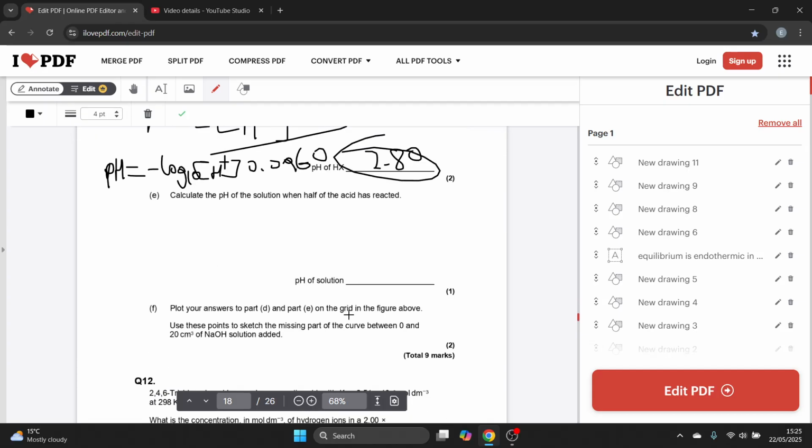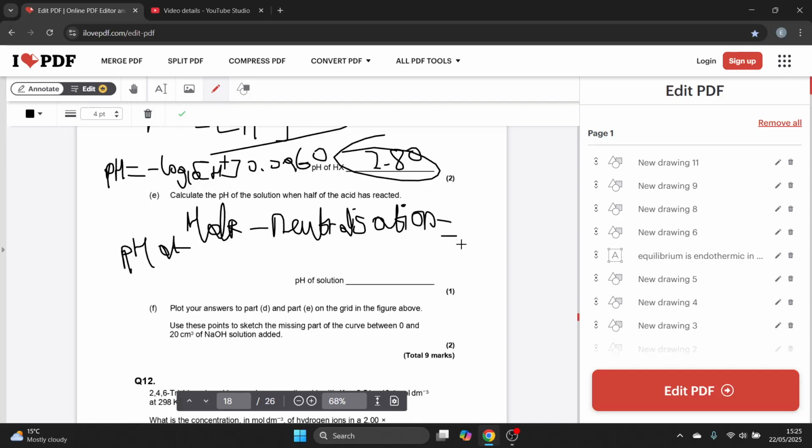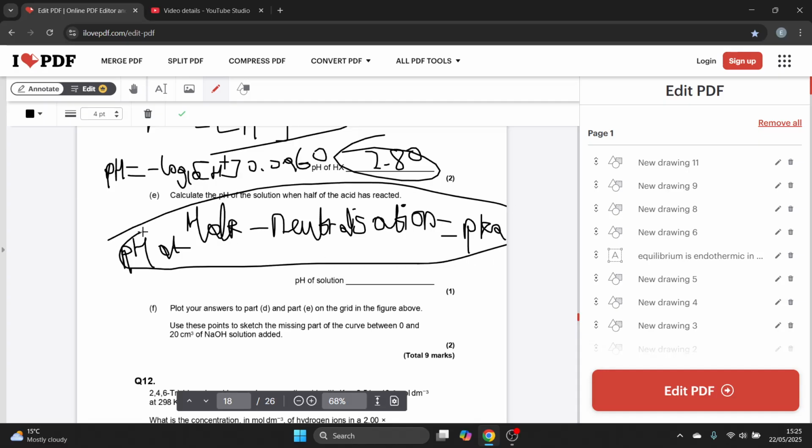Okay, calculate pH of the solution when half of the acid has reacted. When half of the acid has reacted, that means we have now reached something called half neutralization. It's a very small subtopic in acids and bases, but you could get this as a 1 marker, which you probably will. So the pH at half neutralization equals pKa. Please memorize this because they don't ask too many questions about this, so it could definitely come up.